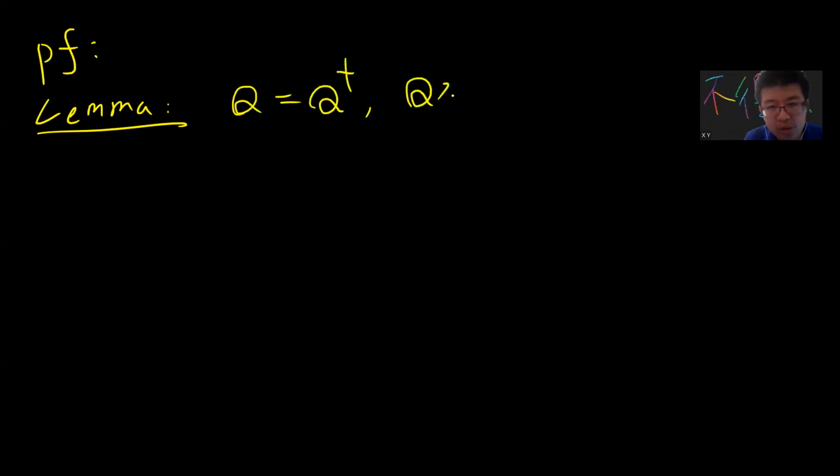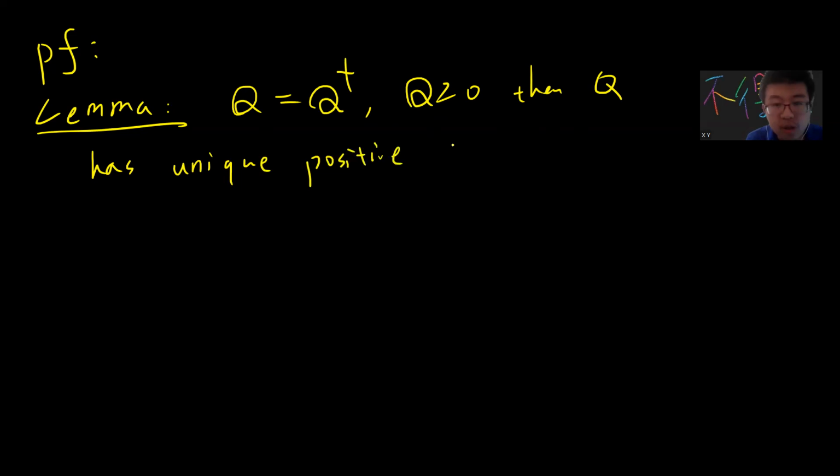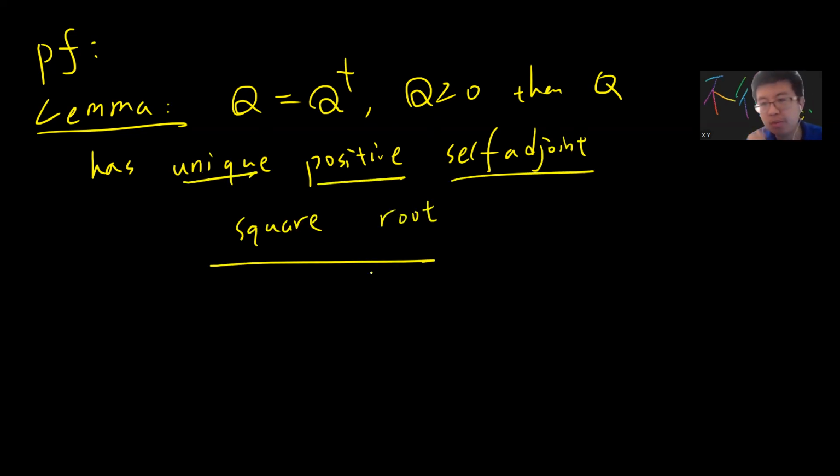Okay, before we do this, let's talk about a trivial lemma. Hopefully you guys know enough linear algebra. Let's say Q is self-adjoint and Q is positive. Then Q has unique, positive, self-adjoint square roots.